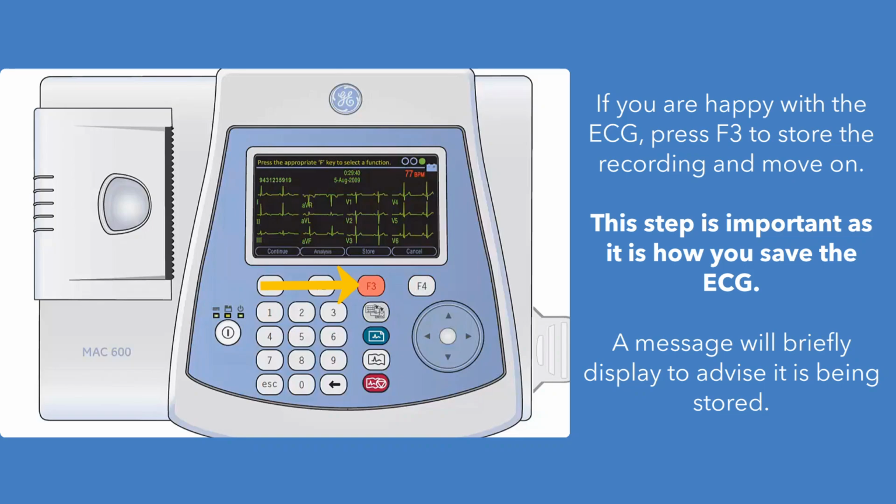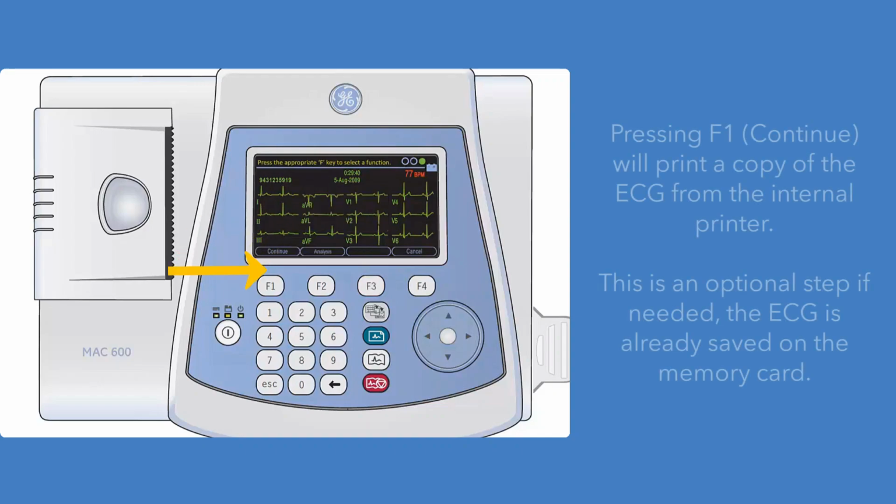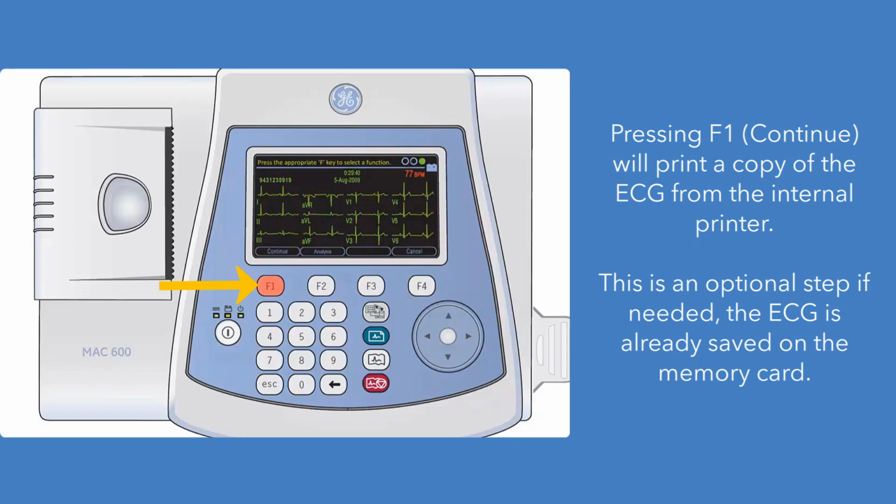This step is important as it is how you save the ECG. A message will briefly display to advise it is being stored. Pressing F1, Continue, will print a copy of the ECG from the internal printer. This is an optional step if needed. The ECG is already saved on the memory card.